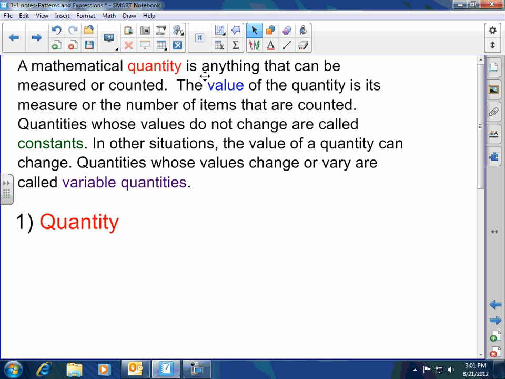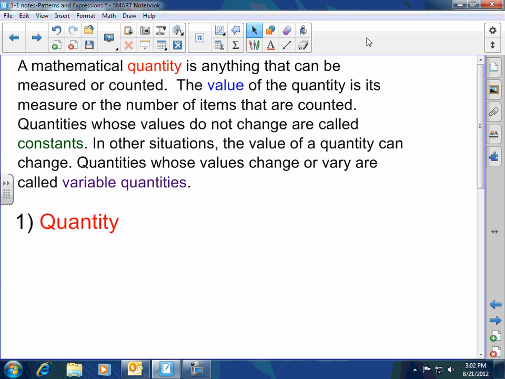A mathematical quantity is anything that can be measured or counted. The value of the quantity is its measure or the number of items that are counted. Quantities whose values do not change, though, are called constants. Now, constants are just regular old numbers, like 5 or 12 or 100 or 13 million. Constants do not change. That's why they're called constants. So a constant is very important to know. That's just a regular number.